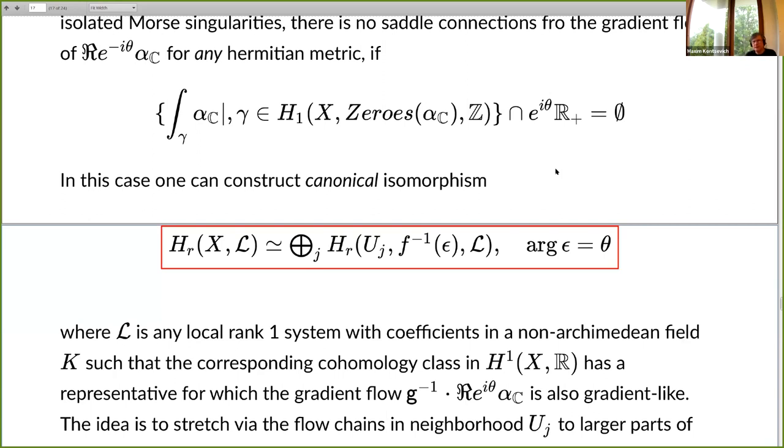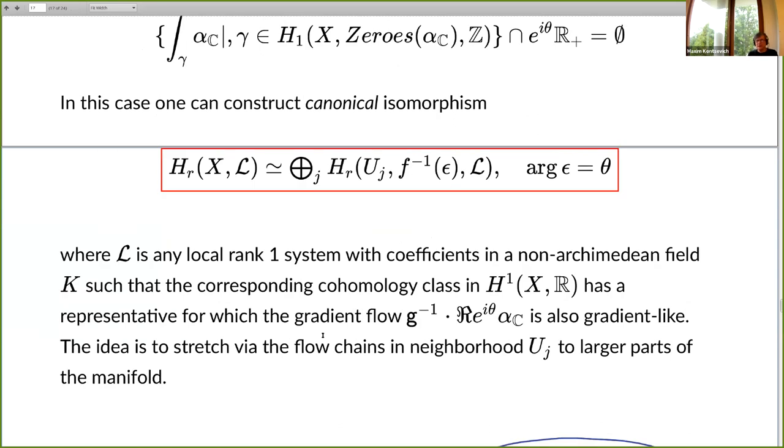Now, before I talk about the case of vanishing cycles, this is a little bit of generalization. If connected components are simply connected or have trivial first homology, then it will be the same as homology of vanishing cycles. That's why it's a little bit more general. L is an arbitrary local system, but with coefficients in a non-Archimedean field, such that the corresponding homology class in first homology with real coefficients, as I explained yesterday, is sufficiently nice. It's inside some domain. So it has a representative one-form for which the gradient flow is gradient-like. So it's this choice of basis. It's a particular example when this R is the middle dimension and the spaces are one-dimensional.